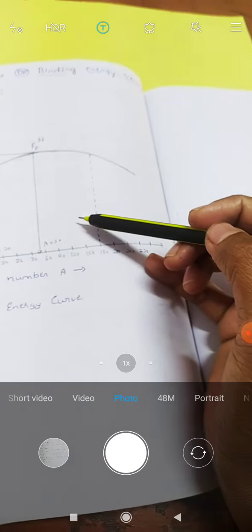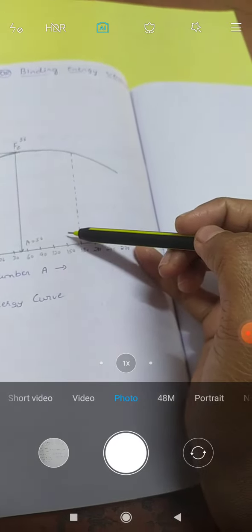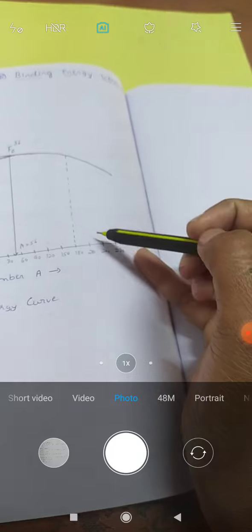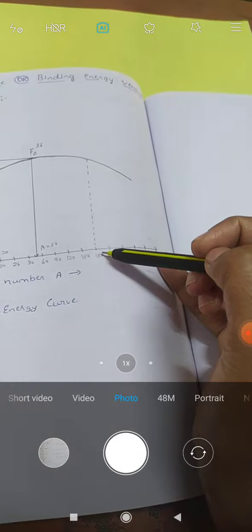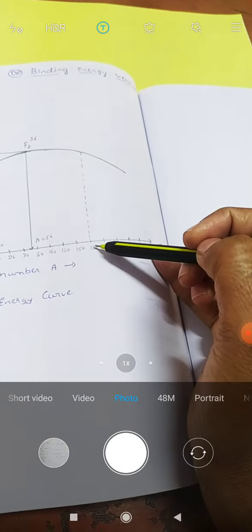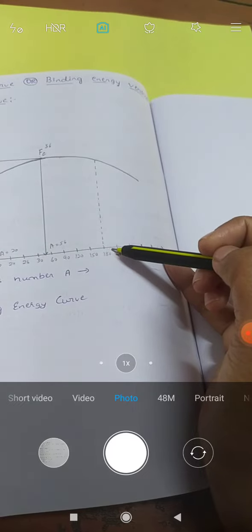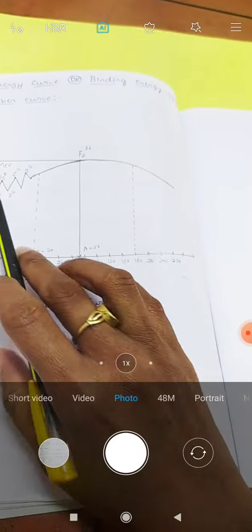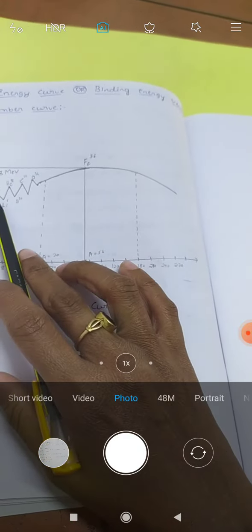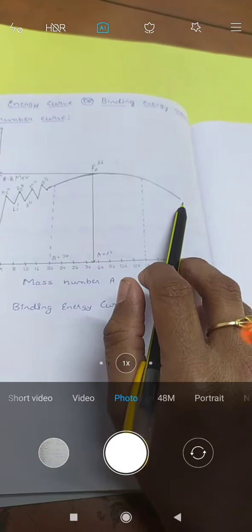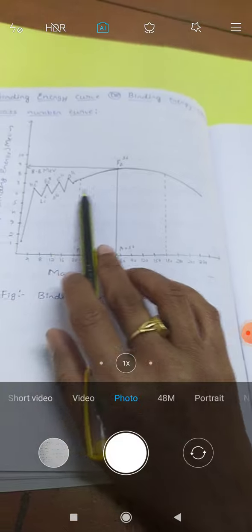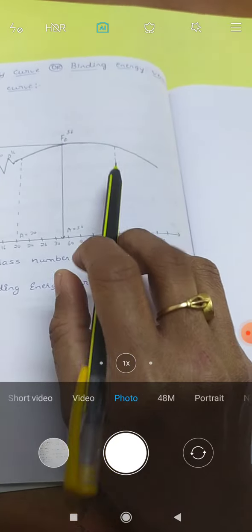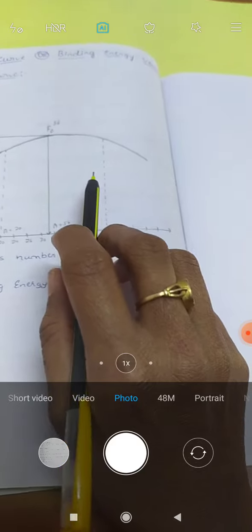And next, beyond the mass number 120, the binding energy gradually decreases. Beyond the mass number 120, the specific binding energy gradually decreases and falls to 7.6 mega electron volt. In this particular region, its energy is taken as 7.6 mega electron volt for uranium 238.